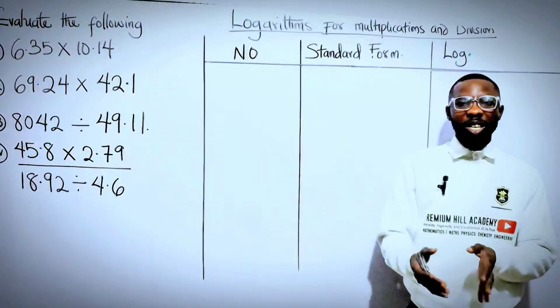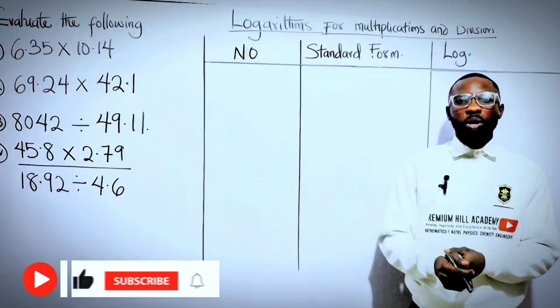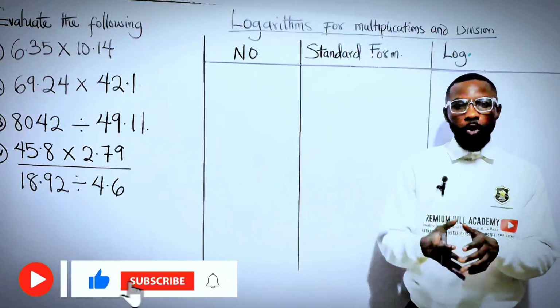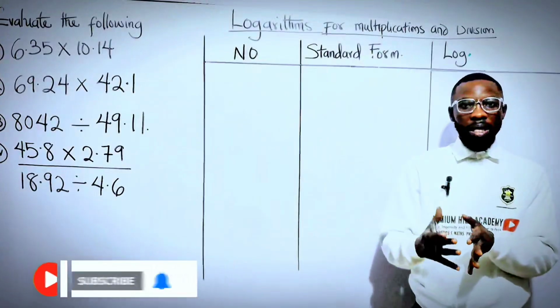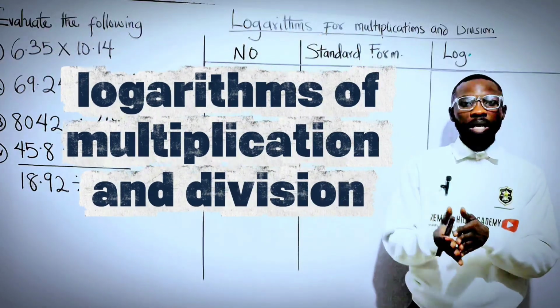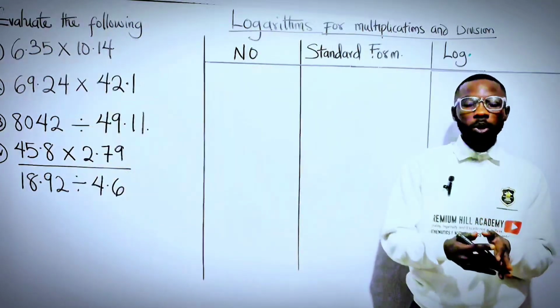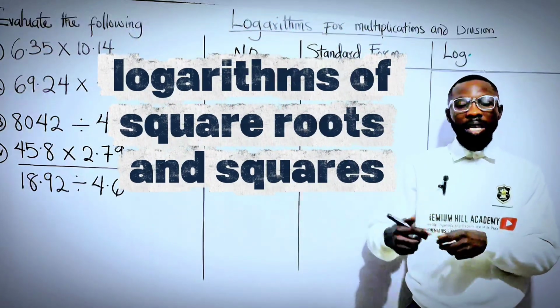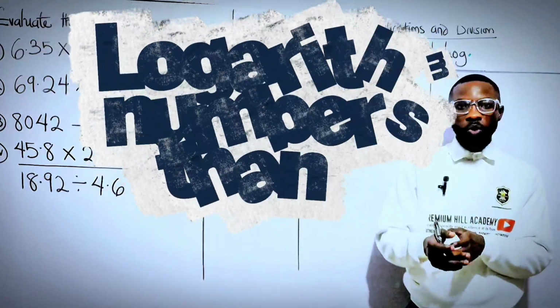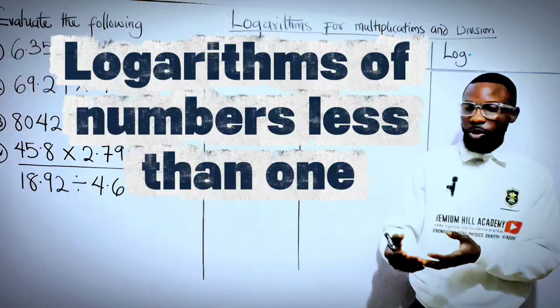Today's lesson we'll be looking at logarithms with table. There are three orders with regard to logarithms with table, and we're taking it from the lowest order. The first order is logarithms of multiplication and division. The second order is logarithms of square roots and squares. And the third order is logarithms of numbers less than 1. Right, so let's look at the first order.